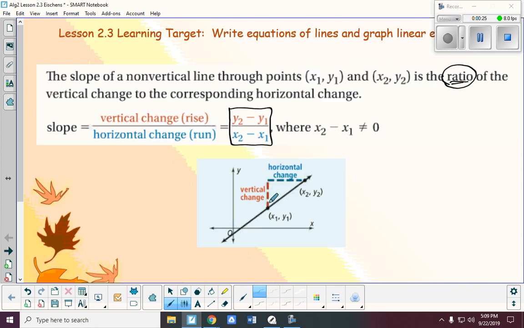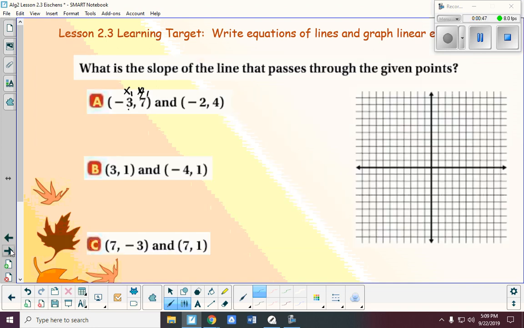And so the vertical change, that's your up-down change, which is your rise, and the horizontal change is your left-right change called the run. So we would subtract the x values for the horizontal change, we would subtract your y values for the vertical change. And the equation is y2 minus y1 over x2 minus x1.